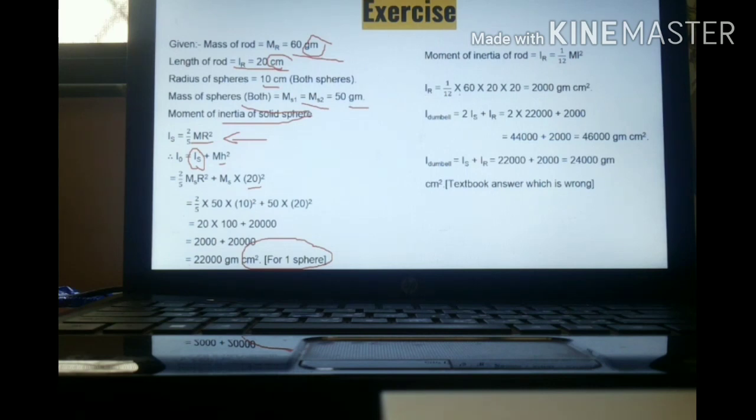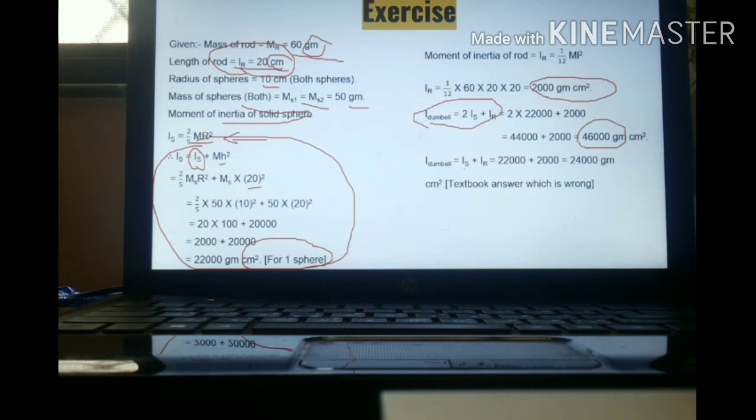So over here IR is what? 1/12 into 60, because the mass of this rod is 60, into 20 into 20, because the length of this rod was 20. So ultimately you will be getting the answer as 2,000. Now if we want to find the moment of inertia of this dumbbell, that is 2 into Is plus IR. 2 into Is means what? Whatever we have found, the moment of inertia of the sphere, that is 22,000. It is one sphere, so two spheres will be 2 into 22,000 plus the moment of inertia of the rod, that is 2,000. So ultimately our answer will be 46,000.